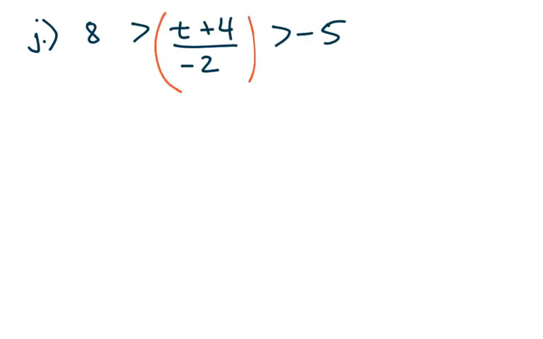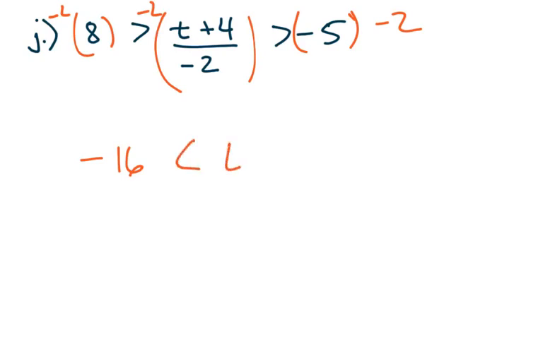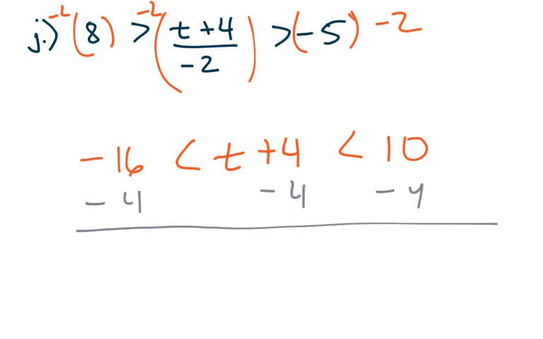How do I do this? The same exact way as I did the last one. So we're going to get rid of the fraction. By multiplying through by -2, we get -16 again. Because we're multiplying by a negative, we've got to flip the inequality. Subtract 4 to get the variable by itself. And there we have it.